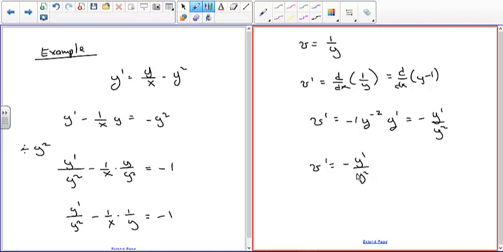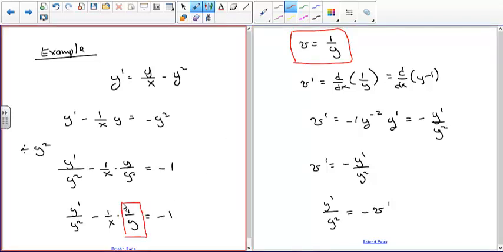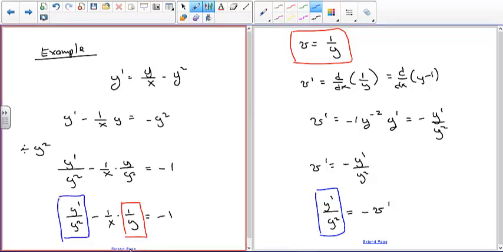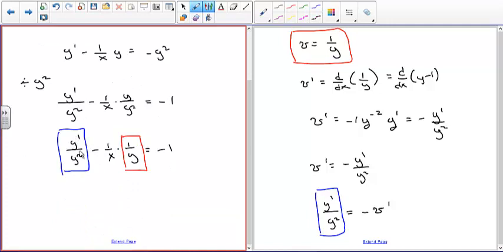What I'm trying to get is y prime over y squared, and I've got negative y prime over y squared. So what I need to do is just multiply both of them by negative 1, and you'll get y prime over y squared equals negative v prime. So here's the two substitutions. This is 1, which will be used here, and this one will be used there. So when I do that, this is going to become negative v prime, and the red one will become v.